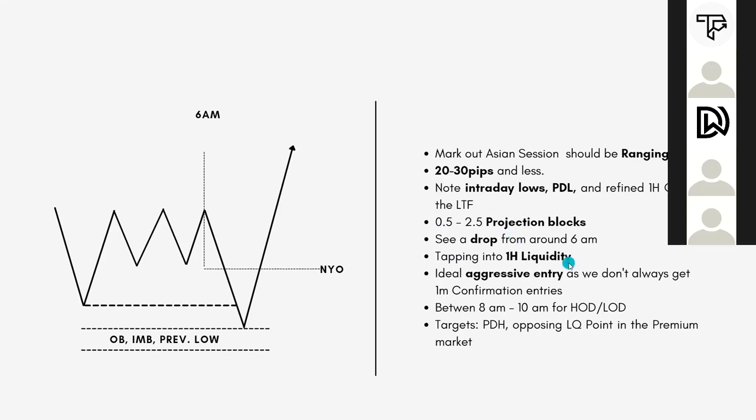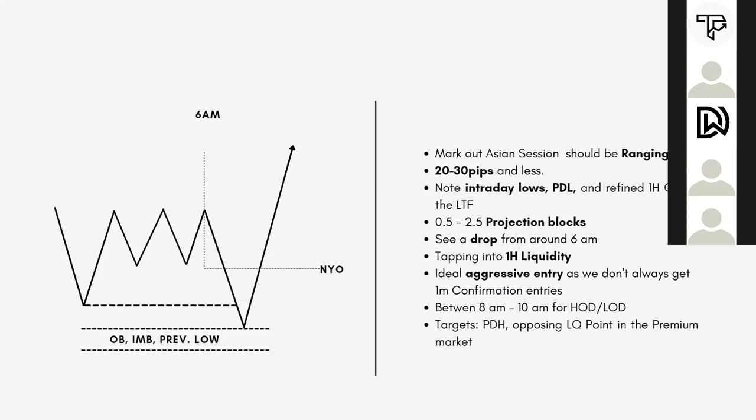Tapping into 1H liquidity. This is mostly an ideal aggressive entry, as we don't always get 1 minute confirmation entries. So I know Johnny asked me about aggressive entries and conservative entries. Mostly with this type of profile, I'm not going to give a percentage, but maybe 60% you need to take an aggressive entry and 40% will provide a confirmation entry, or 30%. What I basically mean by this is the price will often just tap into your order block, tap into your liquidity area, and then move in the opposite direction.